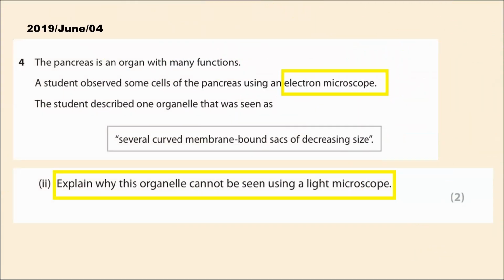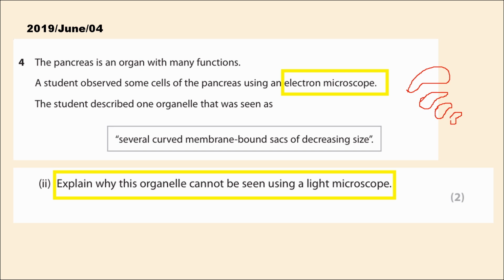And we are moving to the first question from the 2019 June paper. This question is about the pancreas. A student observed some cells of the pancreas using an electron microscope. So they have mentioned clearly which type of microscope they have used. And this is how that organelle looks like: several curved membrane bound sacs of decreasing size. When I draw it, it looks like this. So most likely this could be the Golgi apparatus.